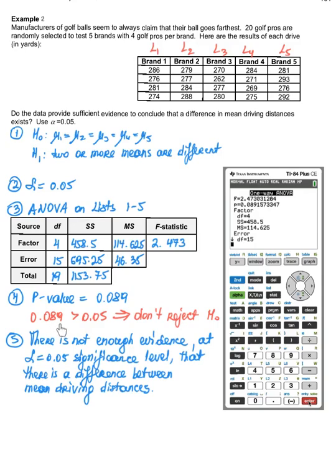Because 0.089 is greater than 0.05, we do not reject the null hypothesis, and we conclude that there is not enough evidence that there is a difference between mean driving distances. At least there is not enough evidence at this level of alpha of 5%. If alpha was chosen for us to be 10%, we would reject the null hypothesis because 0.089 would be less than or equal to 0.10. But because we were given alpha of 5%, we must keep our null hypothesis.